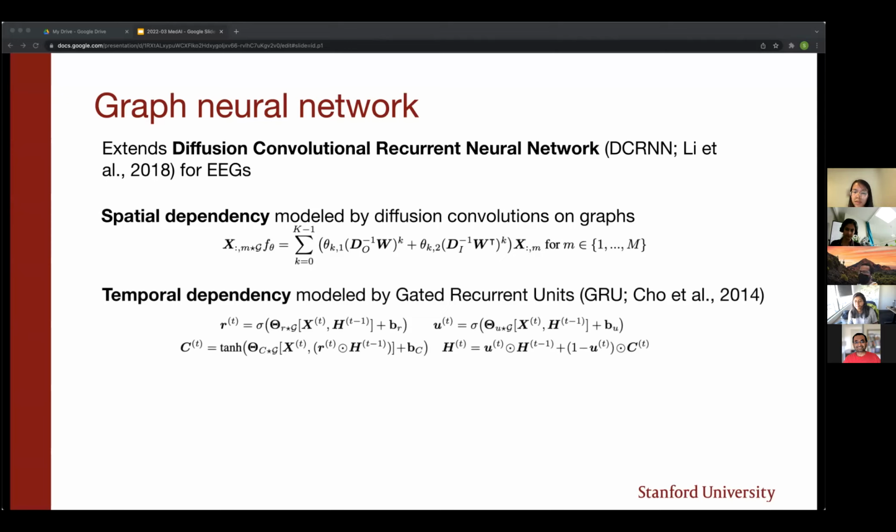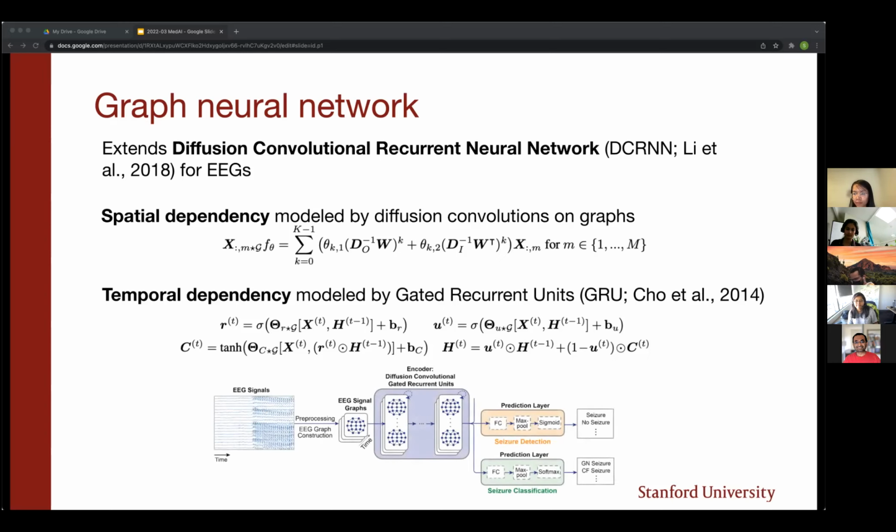And the temporal dependency is modeled by gated recurrent units, a type of recurrent neural network. In order to simultaneously model the spatial and temporal dependency in EEG signals, we replace the matrix multiplications in GRU with the diffusion convolutions. And finally, in order to produce predictions for seizure or seizure types, we stack several layers of the diffusion convolutional recurrent layers, followed by prediction layers or fully connected layers.